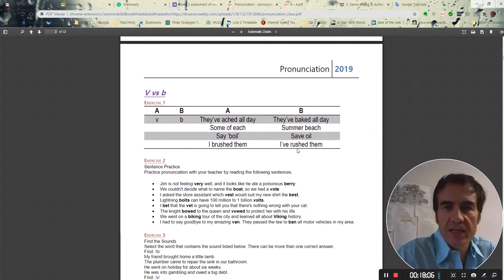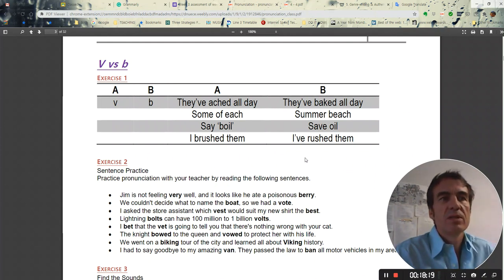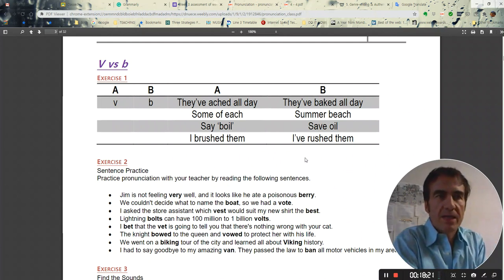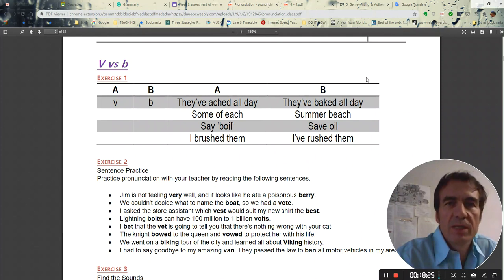So this is a great kind of activity you can do for phonemic awareness, where you say one, students cannot see it, and you say, they've ached all day. And they have to look at their paper and tell you which one they heard. Did they hear A or B? So, sorry, students can see this, but they don't know which one you said. So, they've ached all day is A. They've baked all day is B.